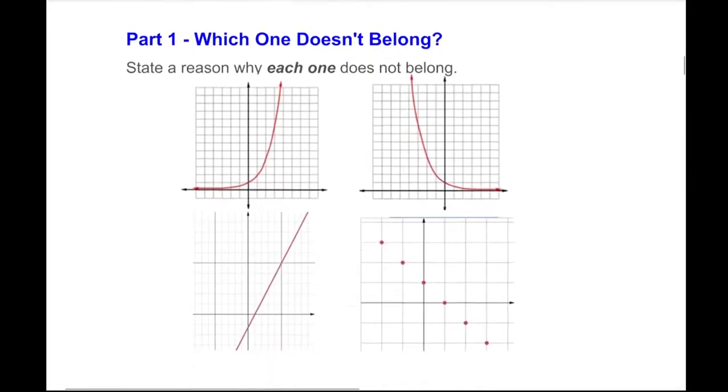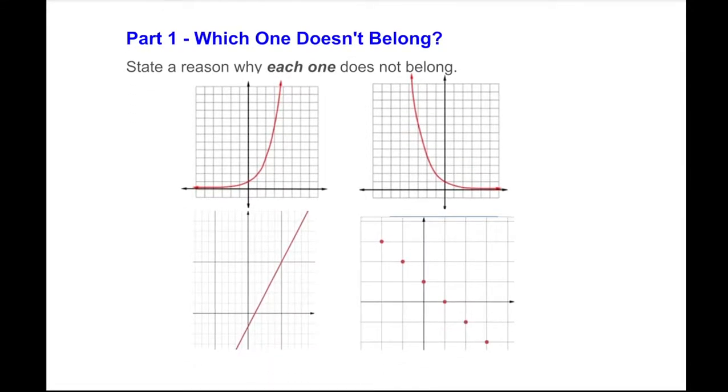Just as a warm-up to get us thinking, we have 4 different graphs here or relationships. We want to think about or state a reason why each one doesn't belong. So there is something that you might be able to come up with for each one, a reason for why it doesn't belong. Right? So take a second to think about it. You can pause the video if you want. And if you can't really think about it, that's okay as well. But just to kind of get you thinking and ready for the lesson.